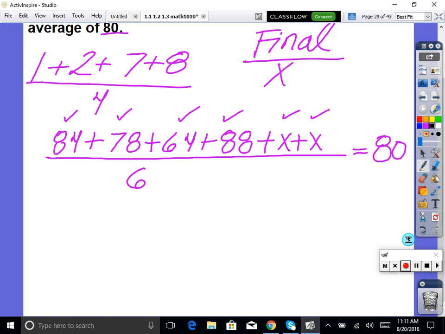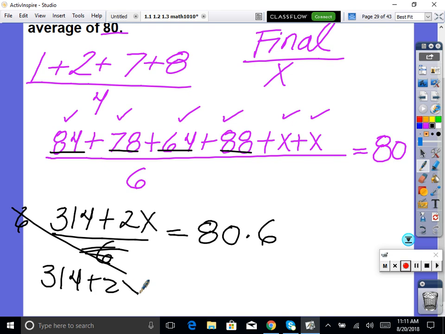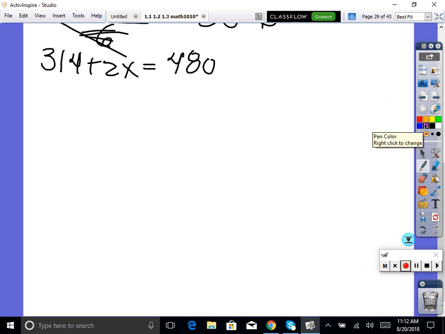How do we get x alone now? Times by 6. Isn't it gone now? Because we technically went like this. So we have 314 plus 2x equals 80 times 6 is 480. Okay, cool. Now we're almost there. What would we do next? Okay, and then we have 2x equals 166, divided by 2. So she has to get an 83 on her final exam.